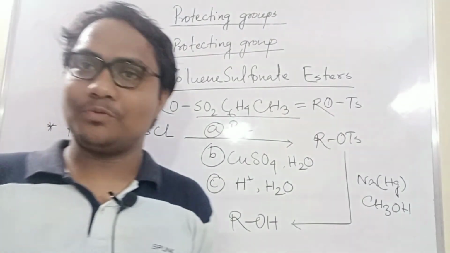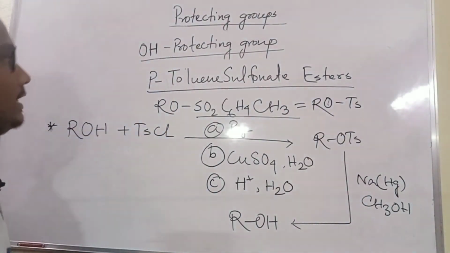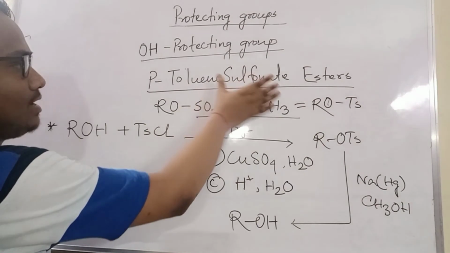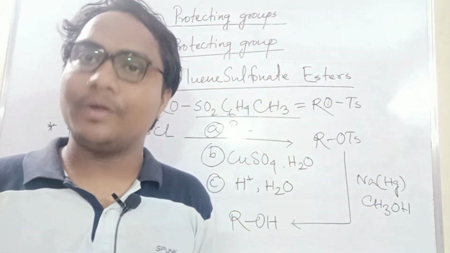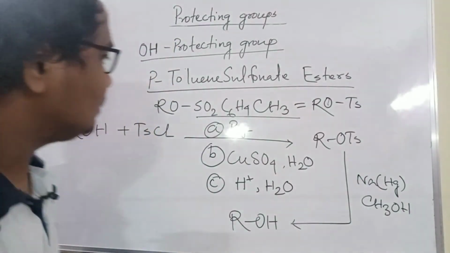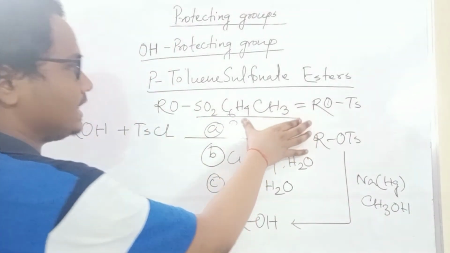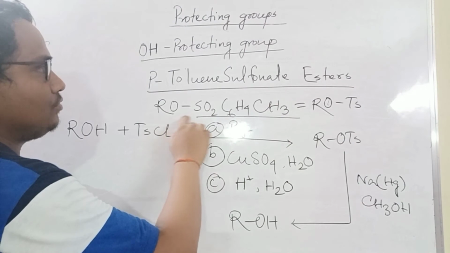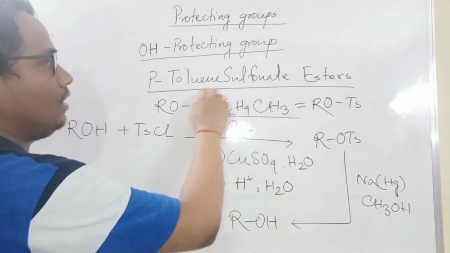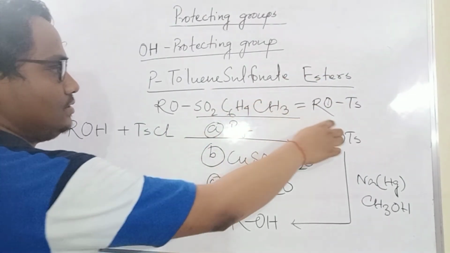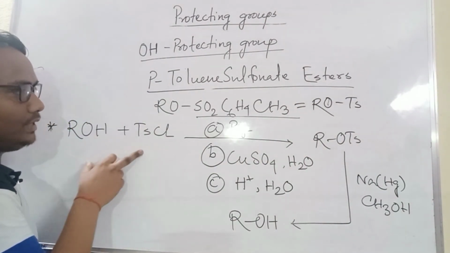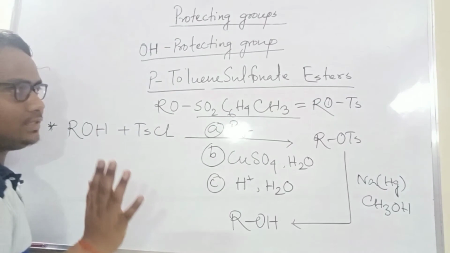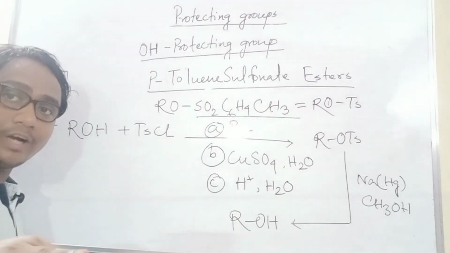This is another OH protecting group. It is called para-toluene sulfonic ester. You protect it like a para-toluene sulfonyl group, called tosyl, TS. So it will form as an ester. Para-toluene sulfonyl chloride is called tosyl chloride.